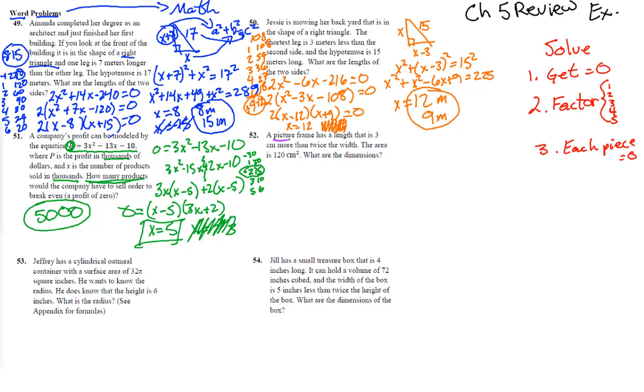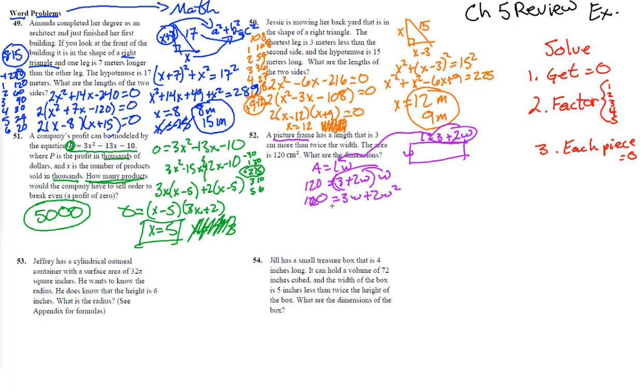I'm guessing that's a rectangular picture frame. So let's draw the rectangle here. And it says the length is 3 more than twice the width. And there's the width. So the area is 120. So area is length times width. And if the length is 3 plus 2w, we're going to stick that guy right in there. We get 120 equals 3 plus 2w times w. Go ahead and distribute that, and we get 120 equals 3w plus 2w squared.